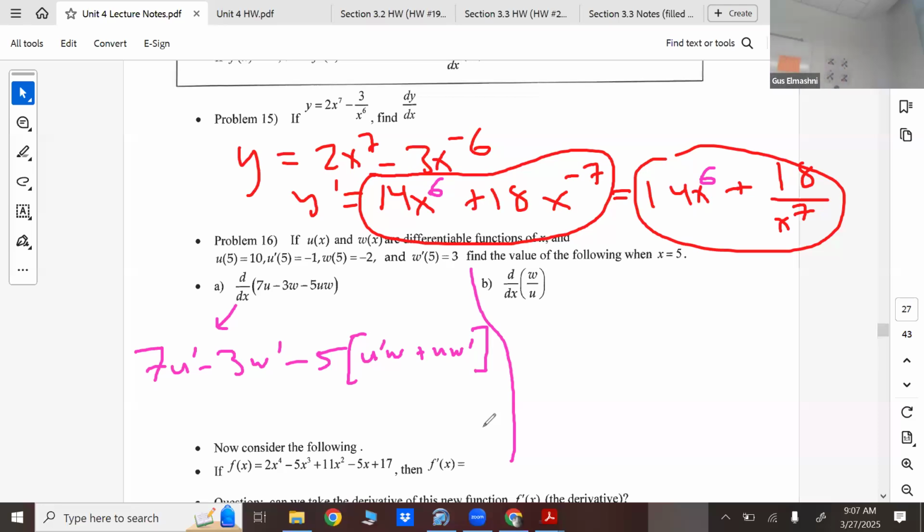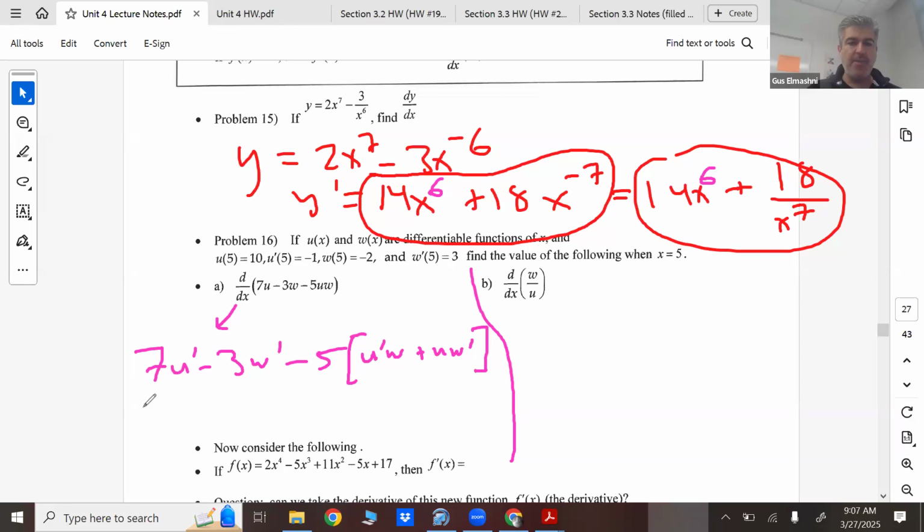Great question. U and W are their own separate functions. How are U and W combined here? So what will that be? Product. The product will be U prime W plus 2W prime. And then you substitute the values that are provided.